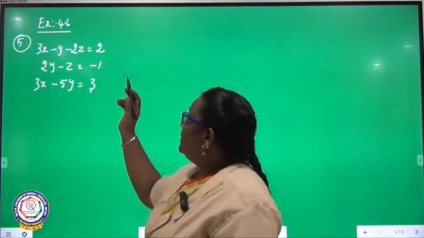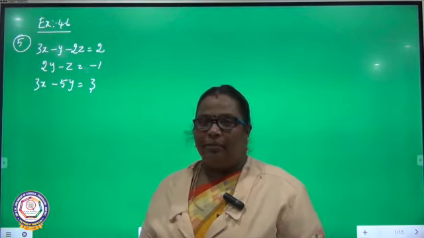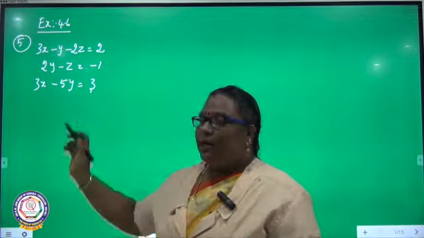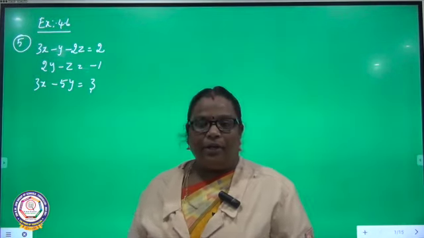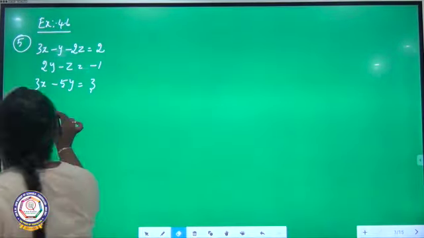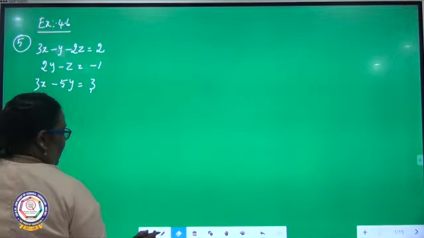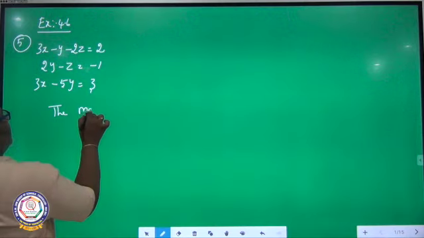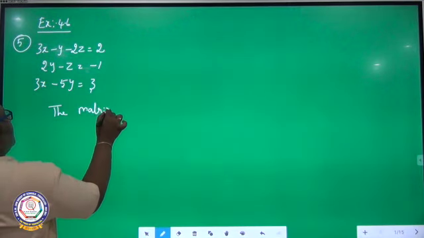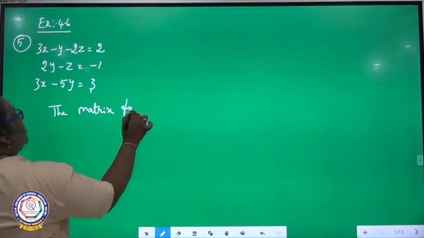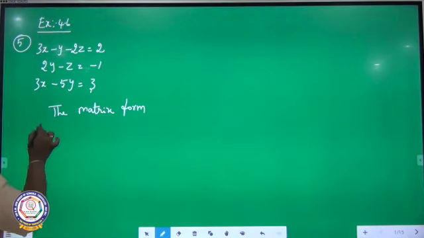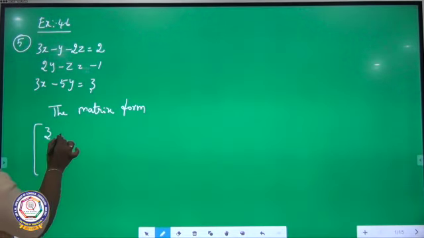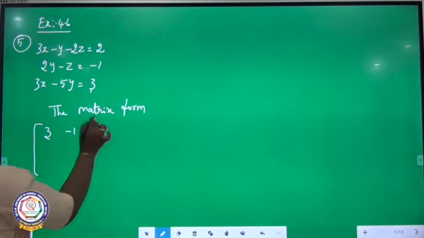Yeah, this is exercise 4.6, fifth sum. It is a 3 by 3 matrix. First you write it in a matrix form. The matrix form: 3, minus 1, minus 2.